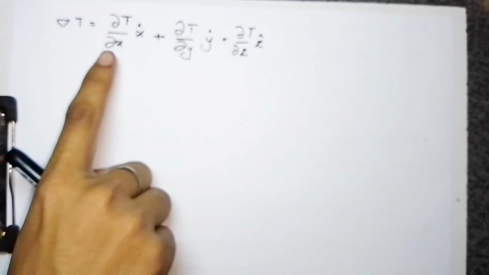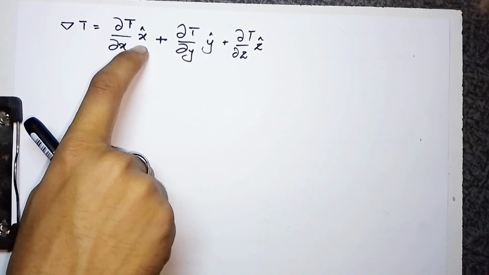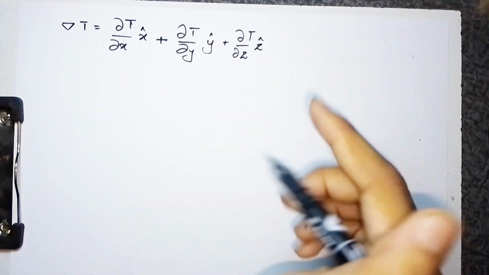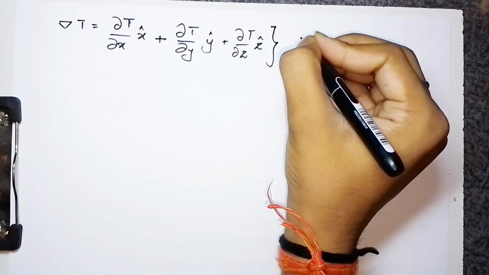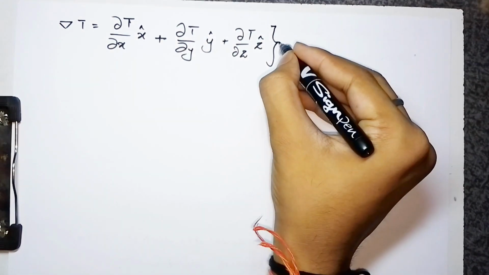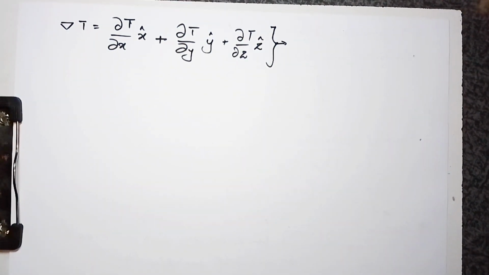So when we do the partial derivative of t with respect to x and take this x cap, when we do the partial derivative of t with y and take this y cap, this complete vector, this gradient of function t would give us the direction in which maximum increase of function t will happen. I hope that you understand what does gradient mean.